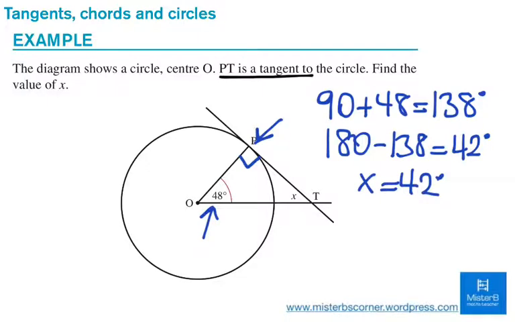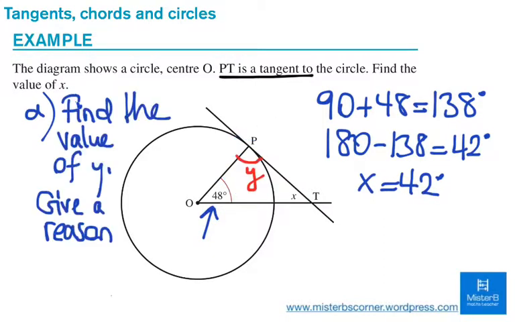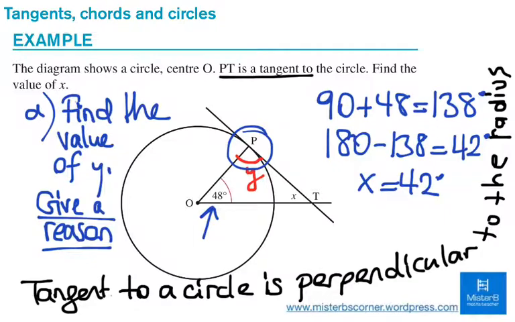This question could be in two parts. In part A, asking for the angle y here. Let's say they would ask for the reason of this angle being a right angle. So you should say: tangent to a circle is perpendicular to the radius. That's it.